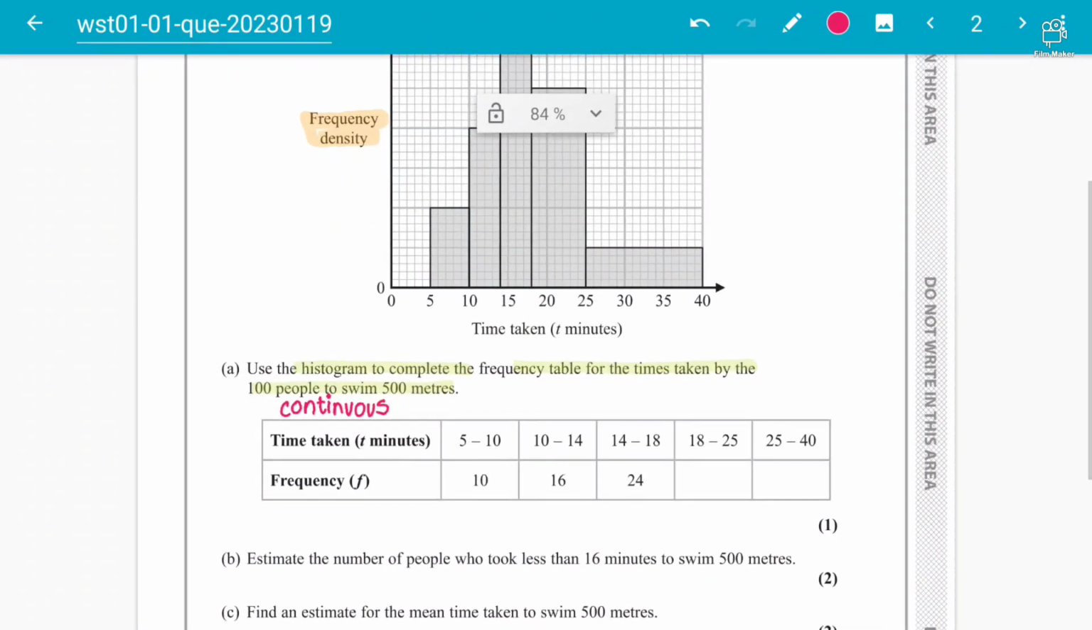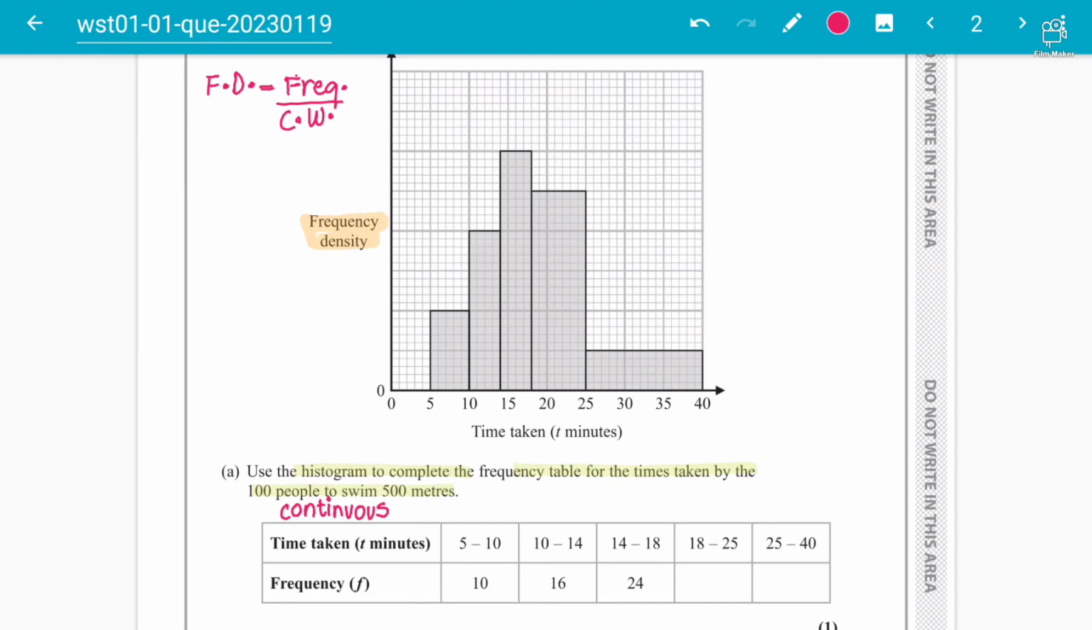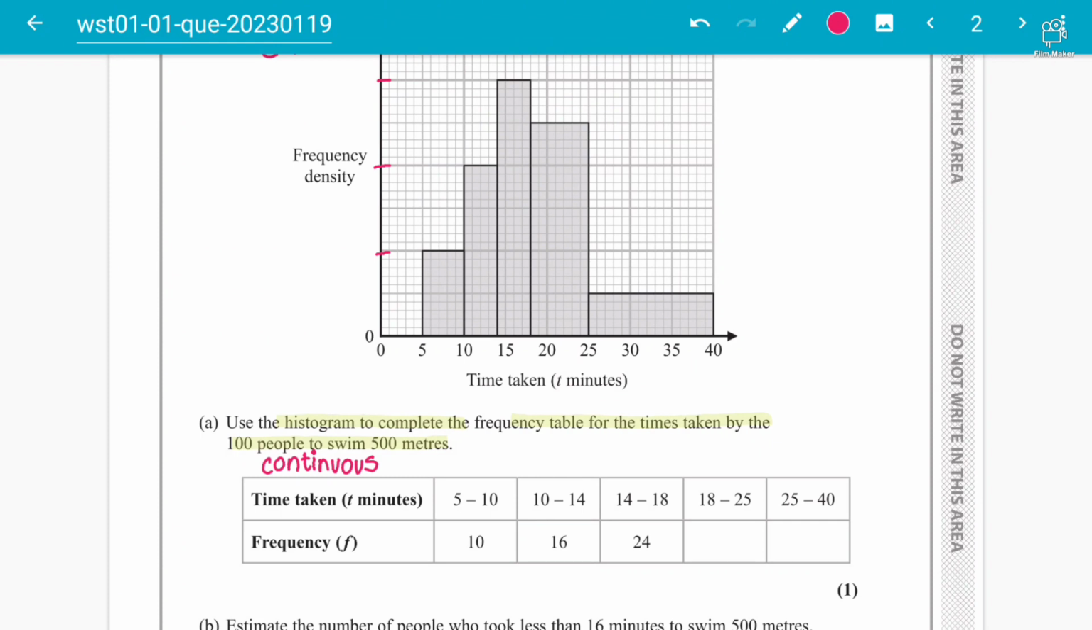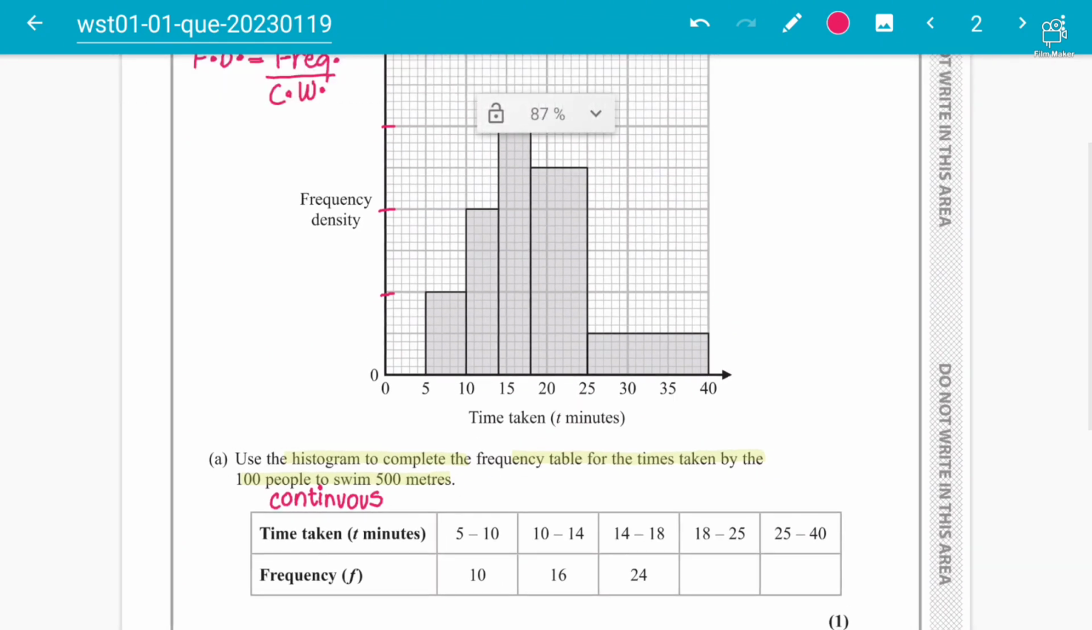First, we'll find out what the axes are. Students need to understand the axes here. The first one is done for us: the frequency is 10 and the class width is 5. The difference between the bars, the interval, is called the class width. So 5 to 10 is 5, and 10 divided by 5 is going to be 2.